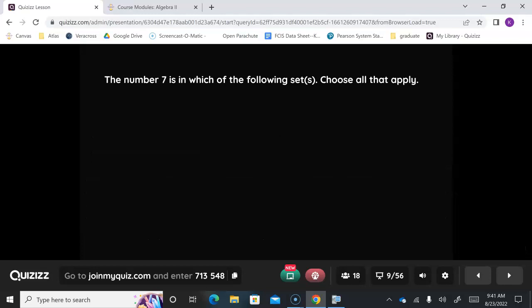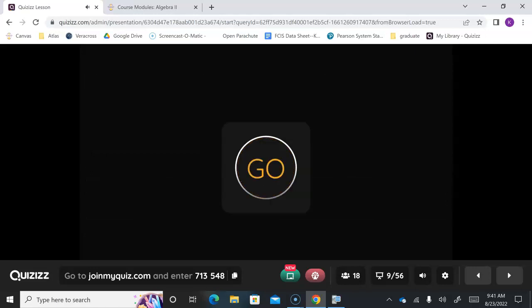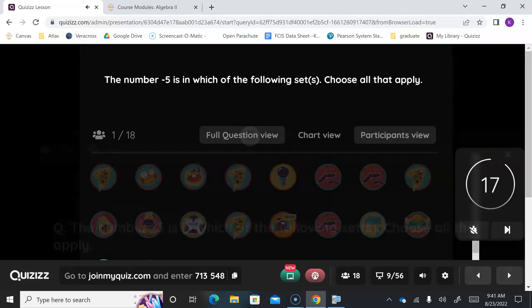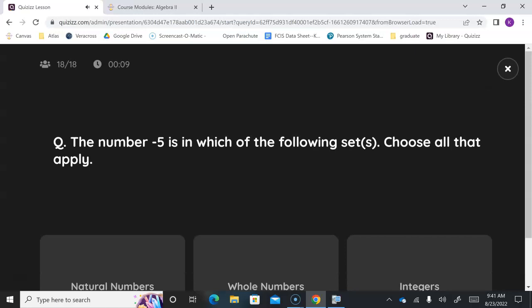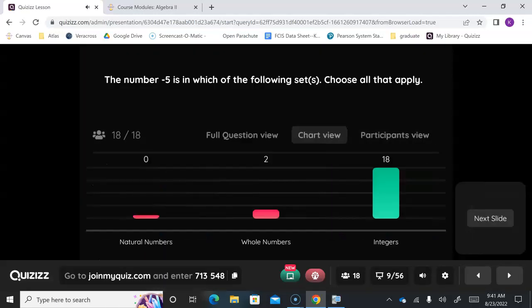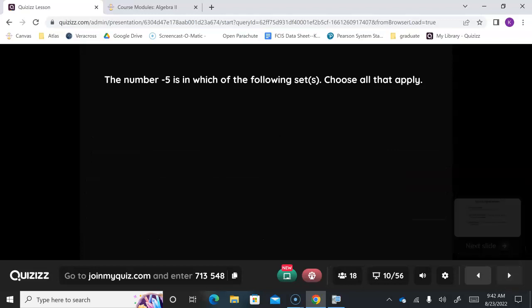Last one. Negative 5. What set or sets is the number negative 5 in? Natural, whole, integers. It is only an integer. It's also rational, but it's not whole and it's not natural. Of those 3 sets, it's only in the integers, because our integers is all of the whole numbers and negative numbers. So negatives we don't have in the whole, but negatives are in the integers.